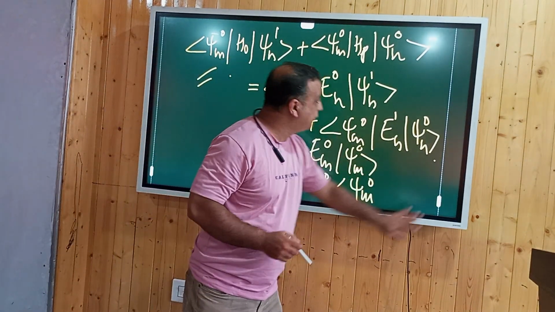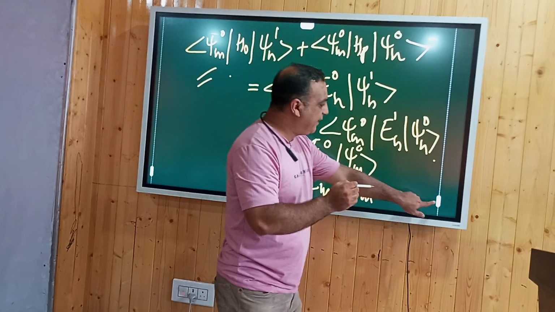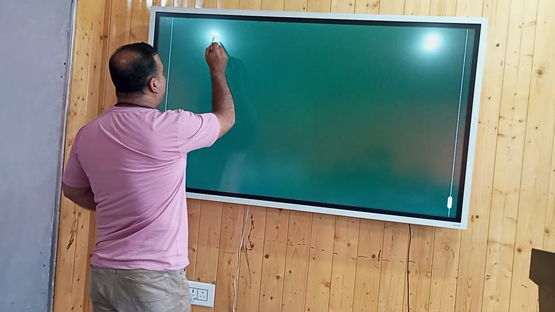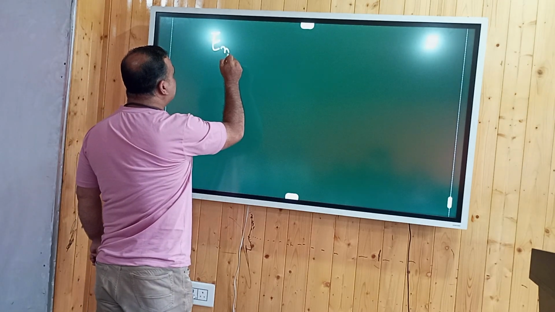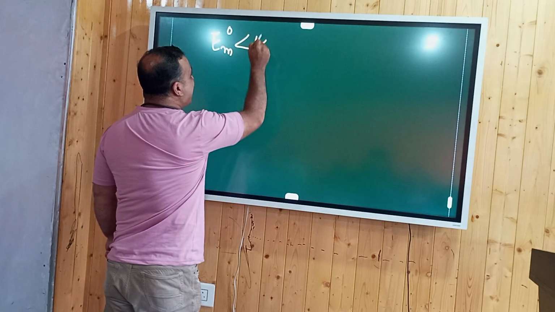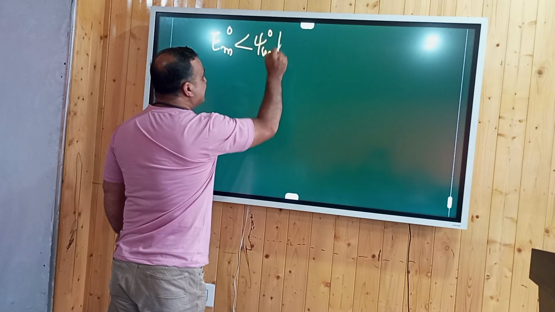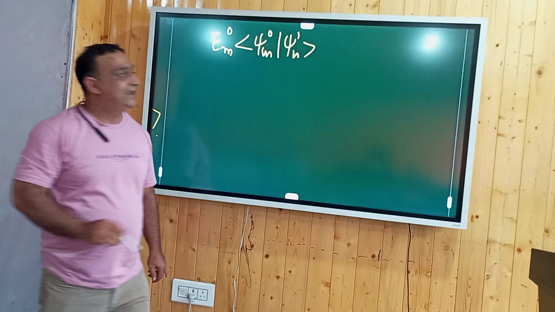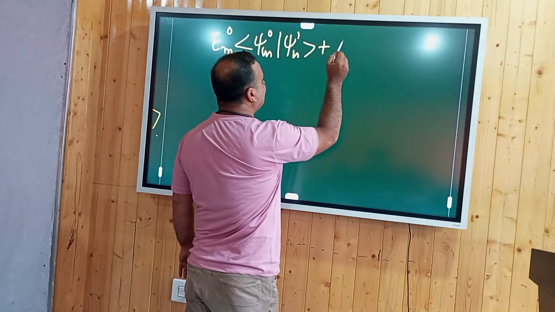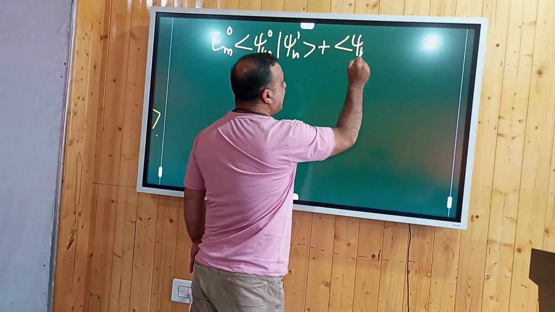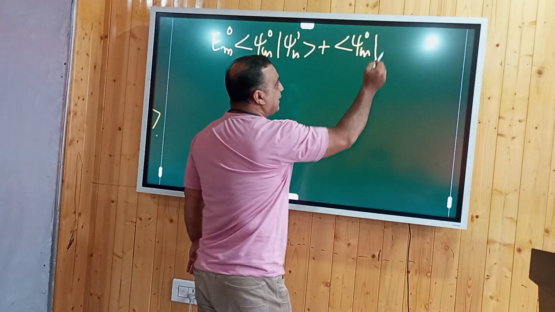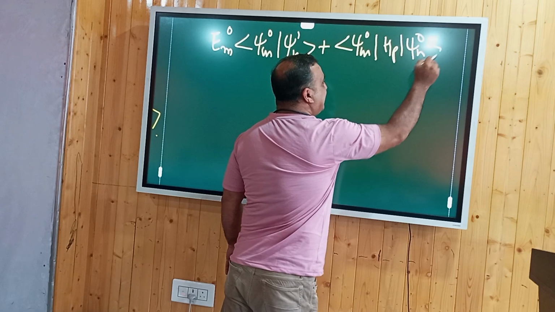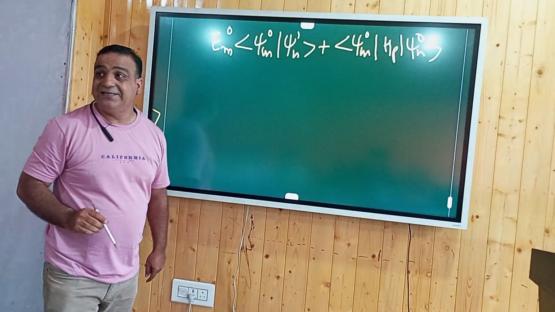I'm left with E_m^0 <ψ_m^0|ψ_m^1>. Correct? This is the first thing. Plus, the second term is what? That is <ψ_m^0|H_P|ψ_m^0>. Am I right?